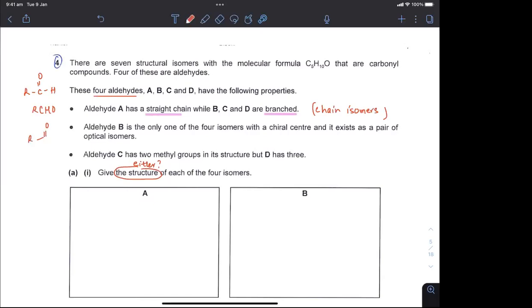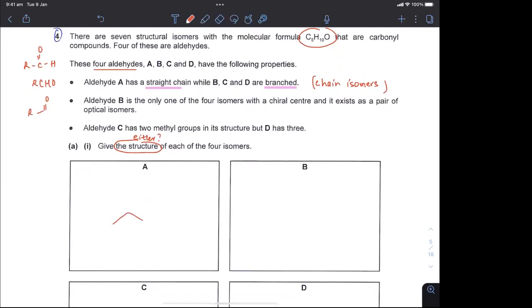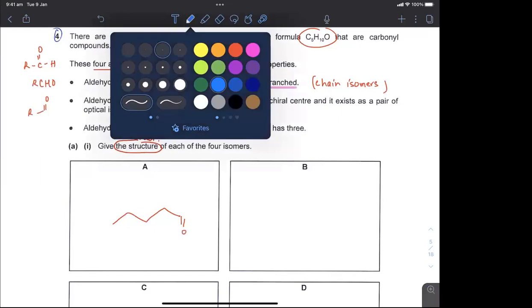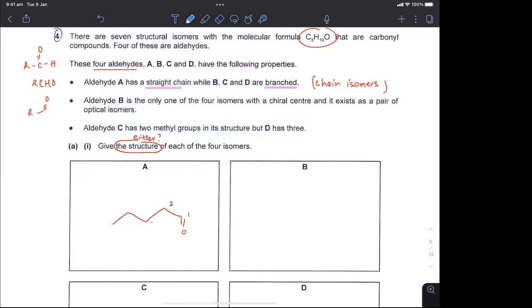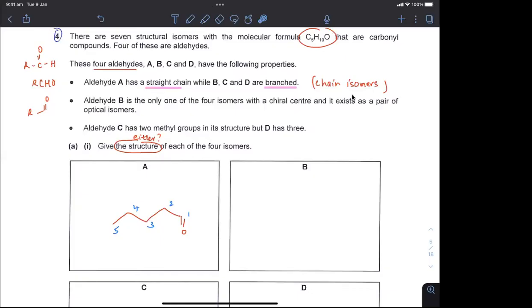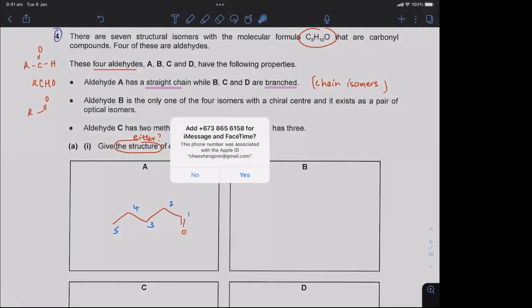In terms of aldehyde A, they have 5 carbons. The easiest one of all is going to be this. So whatever you do when you do skeletal, count your carbon. 1, 2, 3, 4, 5. What is the name of this aldehyde? Can I ask someone to name this aldehyde for me? Afif, can you name this aldehyde for me, please?